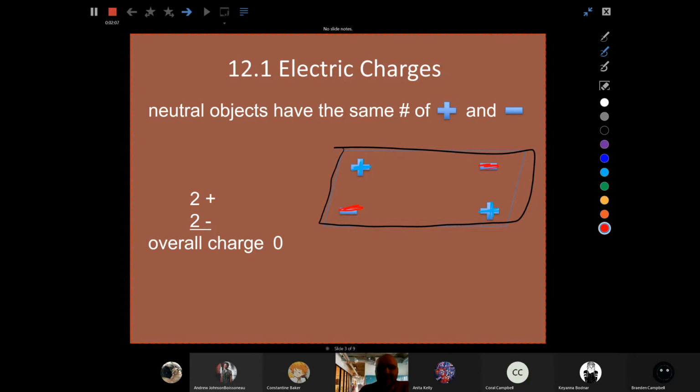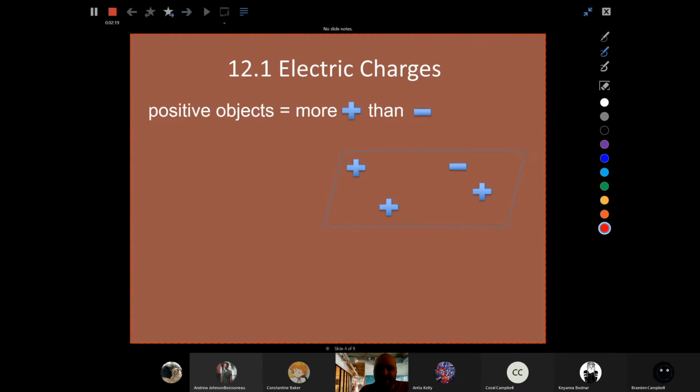Okay, so that would be a neutral example, and that's where all atoms start. In theory, they all start as neutrally charged objects. By the way, in your later quizzes, there's going to be some pictures, and you're going to have to do some counting, so there'll be some similar questions.